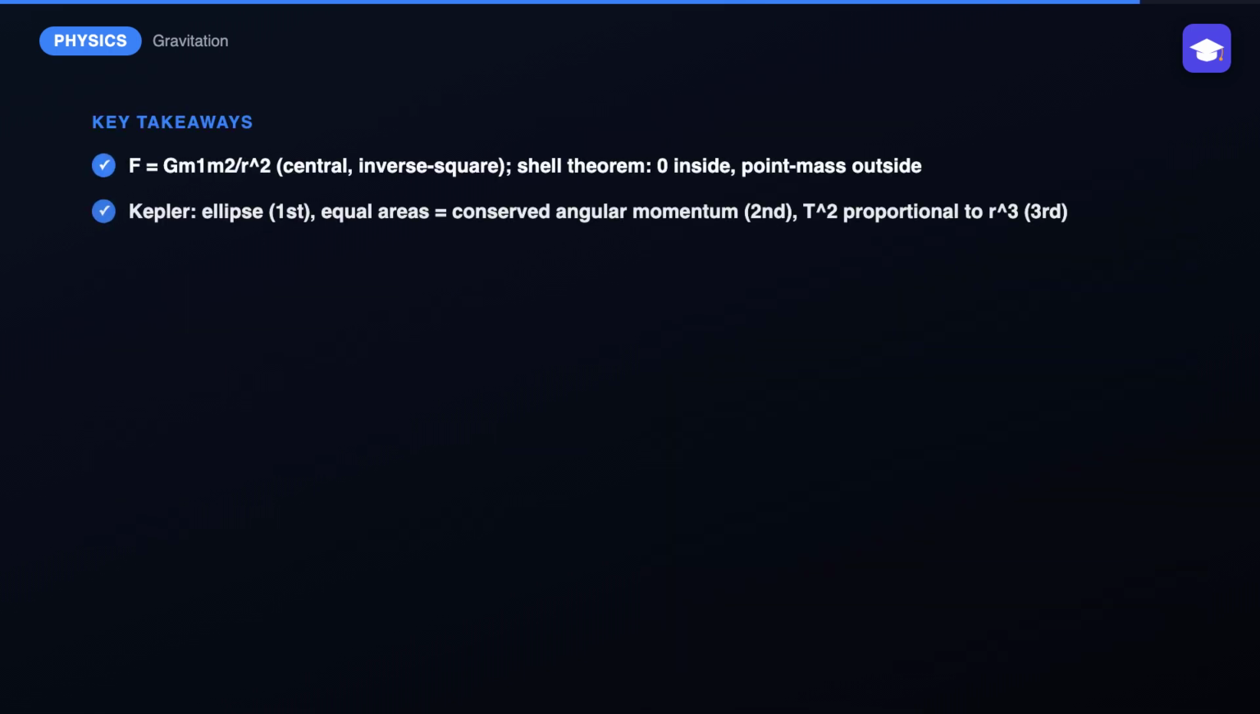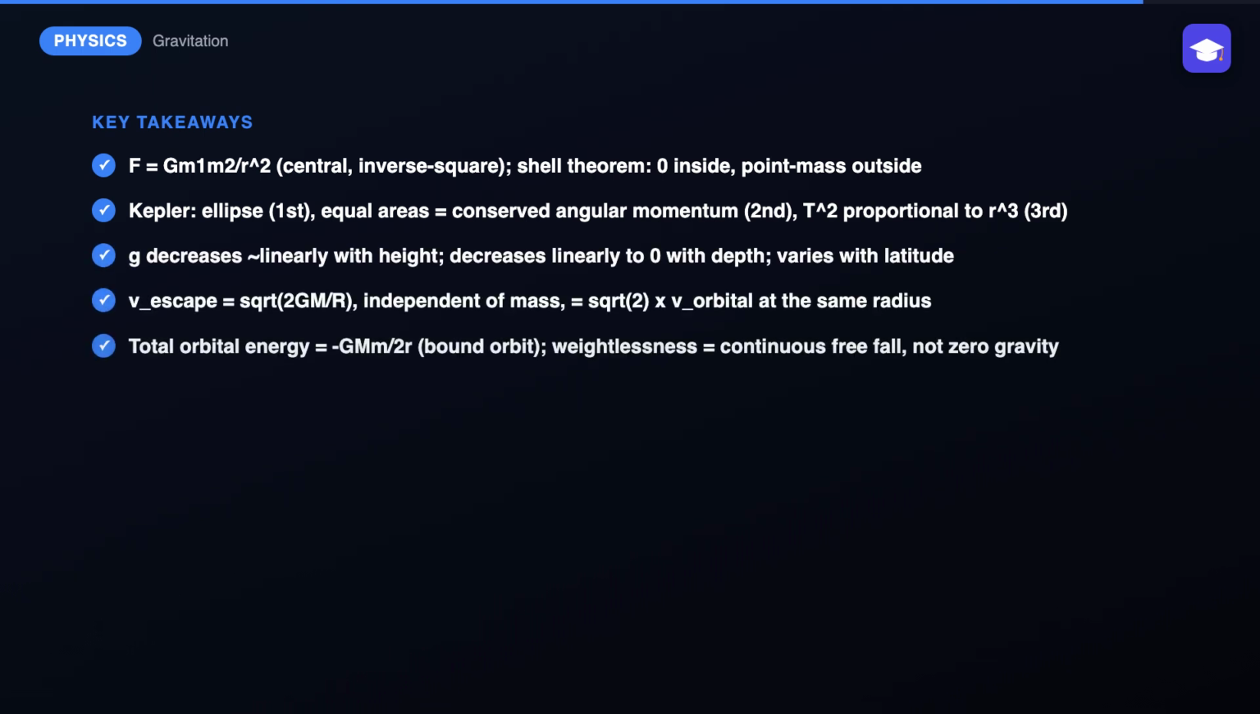Let's recap this entire chapter. Newton's law of gravitation, F equals G m1 m2 over r squared, is a central inverse square force, and the shell theorem tells us force is zero inside a uniform shell but acts like a point mass outside. Gravitational potential, minus GM over r, is always negative, and Kepler's three laws describe elliptical orbits, equal areas swept from conserved angular momentum, and T squared proportional to r cubed.